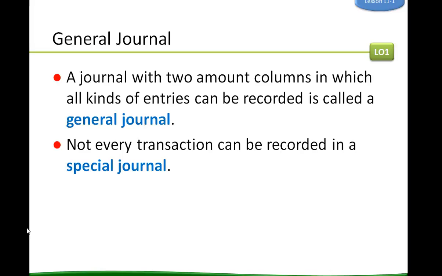For example, we're talking about 3 Green Company, and they buy store supplies on account. The transaction results in a debit to supplies store and a credit to accounts payable. The transaction is not a cash payment, so it cannot be recorded in the cash payments journal. Nor is the transaction a purchase of merchandise on account, so it cannot be recorded in the purchases journal. The transactions that cannot be recorded in a special journal are recorded in a general journal.